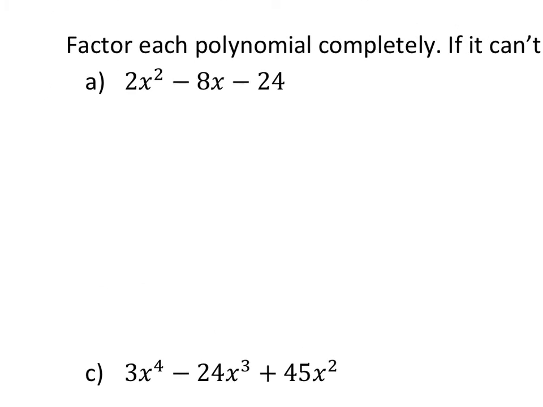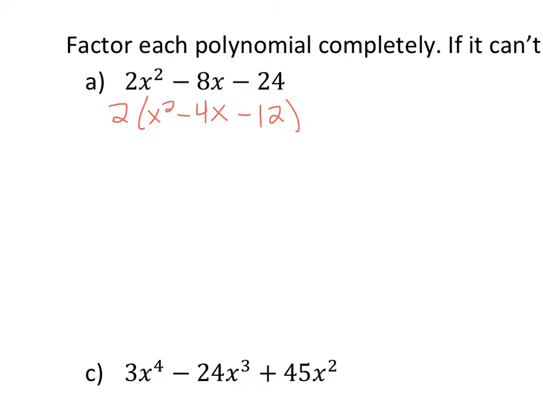Let's start with letter A. So the first thing I'm going to look for is a greatest common factor. Do I have a greatest common factor? Well, each of my terms are even, so I would say I do. I can pull out a 2. When I factor out that 2, I'm left with x squared minus 4x minus 12. Okay, but I'm not done. I'm left with a trinomial inside those parentheses.